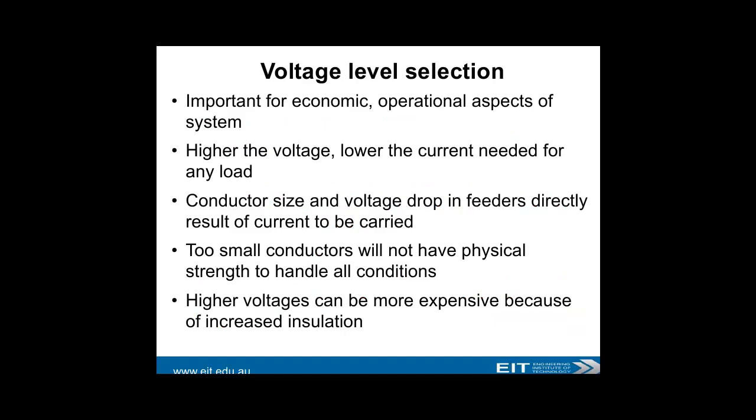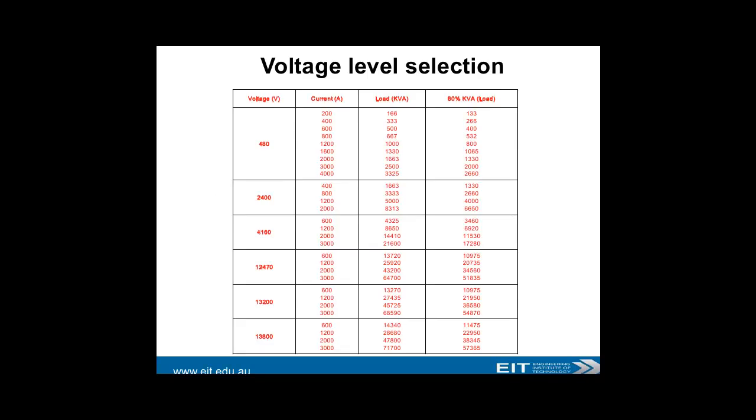So there's a few comments here about voltage level selection. The higher the voltage, the lower the current. That means that you need a smaller conductor. There's lower voltage drop. And obviously too small conductors don't have the physical strength to handle all conditions, so bear that in mind. And higher voltages can be more expensive because of increased insulation requirements. So there is a trade-off. I'm sure there's some program which will give you the optimal selection, will give you guidance.